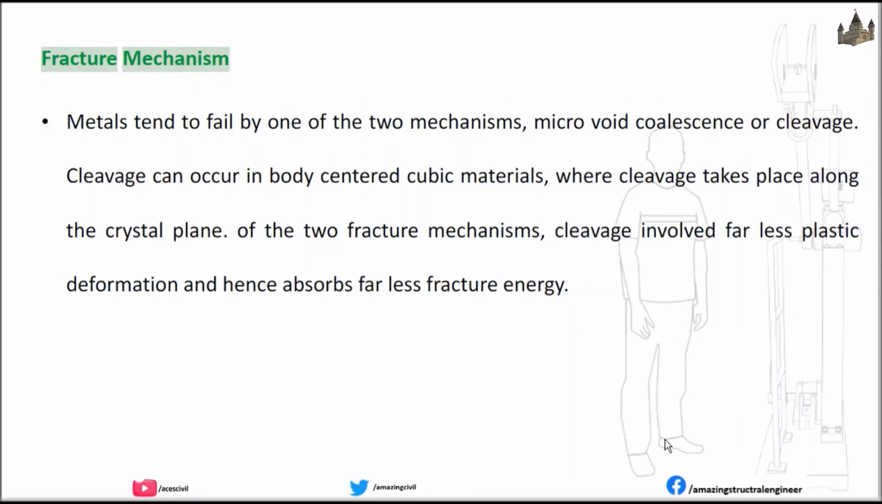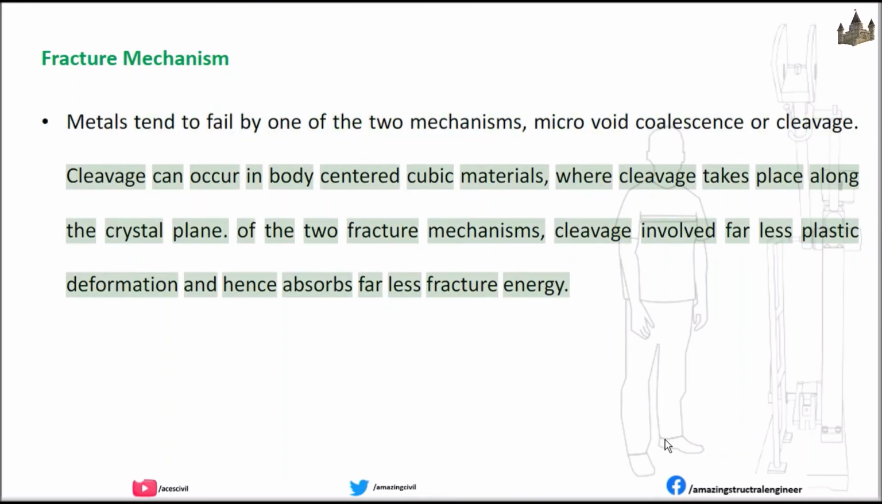Fracture mechanism. Metals tend to fail by one of two mechanisms: microvoid coalescence or cleavage. Cleavage can occur in body-centered cubic materials, where cleavage takes place along the crystal plane. Of the two fracture mechanisms, cleavage involves far less plastic deformation and hence absorbs far less fracture energy.